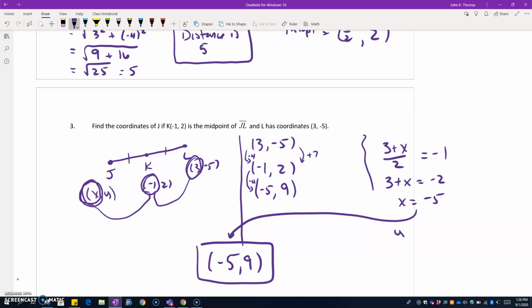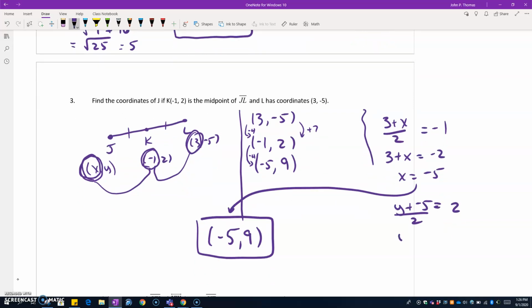Now we can do the same on the y: (y plus -5) divided by 2 equals 2. So I multiply both sides by 2, I have y minus 5 equals 4. Add the 5 over, and I get y equals 9. And notice we got the same point we got using that much less algebraic method of just kind of stair-stepping up. How much did x change by? Change by that amount again. How much did y change by? Change by that much again. Both strategies work really well, and you're going to want to pick whichever method works best for you.